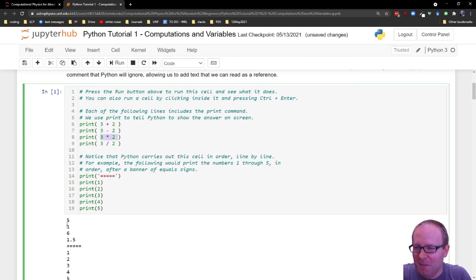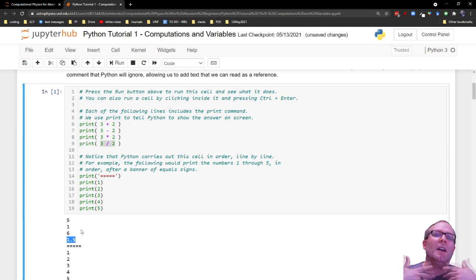Then I do 3 times 2. I get a 6, and you probably guessed it, 3 divided by 2. Python gives me a 1.5. It even knows how to handle decimal places, just like your graphing calculator does. So far, this probably looks a lot like your graphing calculator. It can handle addition, subtraction, multiplication, division.